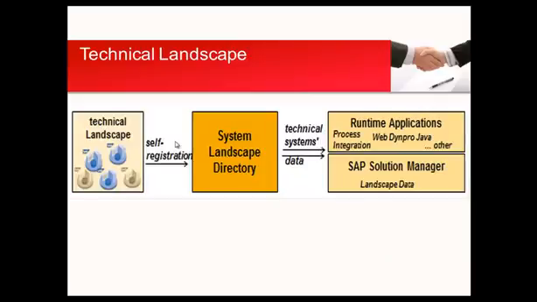Now let's see the technical landscape. Here you can see that you have a central SLD, which is system landscape directory, and all the technical systems, whether it is a Java system or an ABAP system or a non-SAP system, will do self-registration into SLD, and this information will be synchronized to LMDB, and LMDB in turn will send the information to system landscape, that is SMSY. So you can see how the flow of information takes place from the managed system to the central landscape directory, to LMDB, that is landscape management database, to SMSY, that is system landscape.